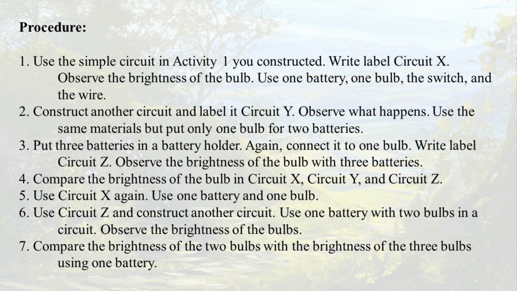5. Use circuit X again. Use 1 battery and 1 bulb. 6. Use circuit Z and construct another circuit. Use one battery with two bulbs in a circuit. Observe the brightness of the bulbs. 7. Compare the brightness of the two bulbs with the brightness of the three bulbs using one battery.